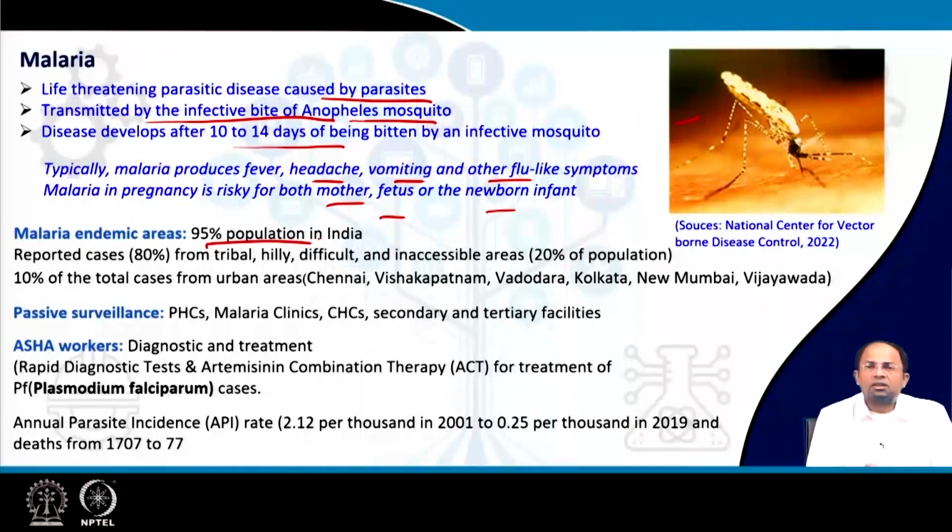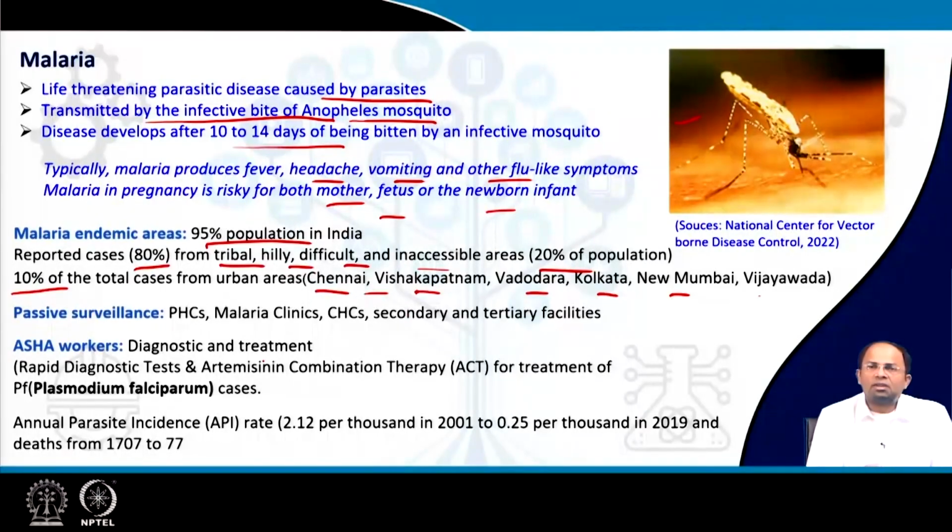Around 95% of India has incidence of malaria, and most of the cases are reported by 20% of people living in tribal, hilly, difficult and inaccessible areas, which cover only 20% of the people, but 80% of cases are reported from these areas. Whereas in urban areas, around 10% of the total cases in the country are reported, mostly in Chennai, Visakhapatnam, Vadodara, Kolkata, New Mumbai and Vijayawada. So these are the cities which are mostly affected.